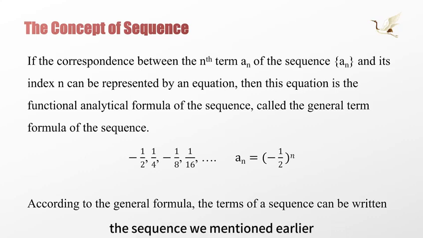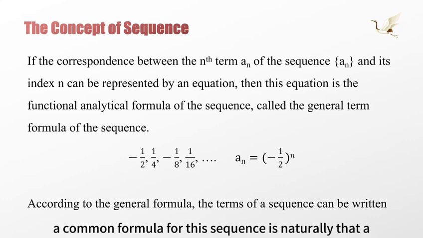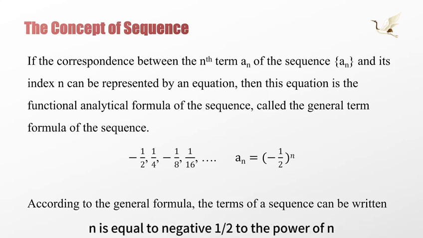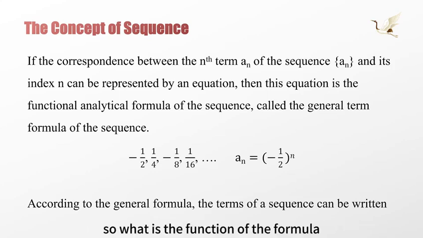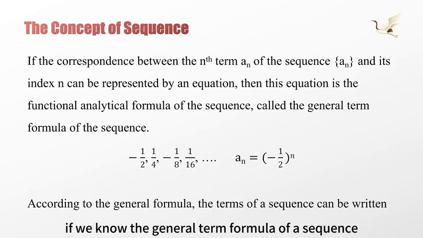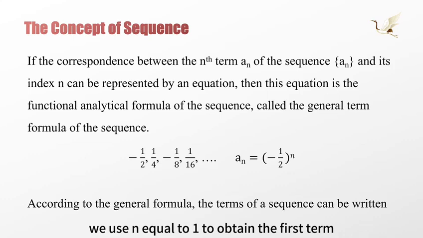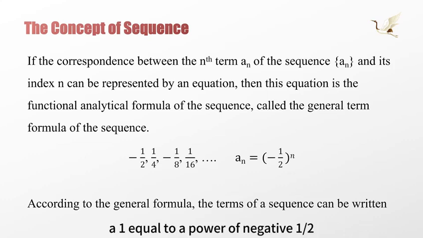For example, the sequence we mentioned earlier is composed of the powers of -1/2: 1st power, 2nd power, 3rd power, 4th power, and so on. So a general term formula for this sequence is naturally a_n equals (-1/2) to the power of n. So what is the function of the general term formula of a sequence? If we know the general term formula of a sequence, we let n equal 1 to obtain the first term, a_1, equal to the first power of -1/2, which is -1/2.